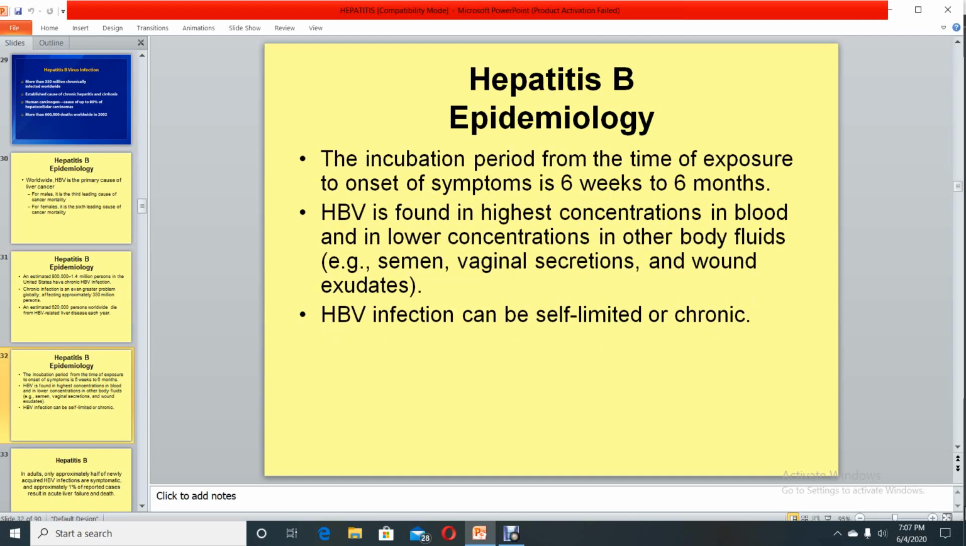Its incubation period is long, 6 weeks to 6 months. It is present in lower concentration in the other body fluids, semen, vaginal secretions, wound exudates. It is a highly infective virus, remember. But its route is parenteral. ये नहीं है कि आप कहें कि जी खाने पीने से हो जाता है, फीको-ओरल रूट से नहीं होता ये, unless मुंह में अगर किसी के अल्सर्स हों वहाँ से चला जाए, ये और बात है.